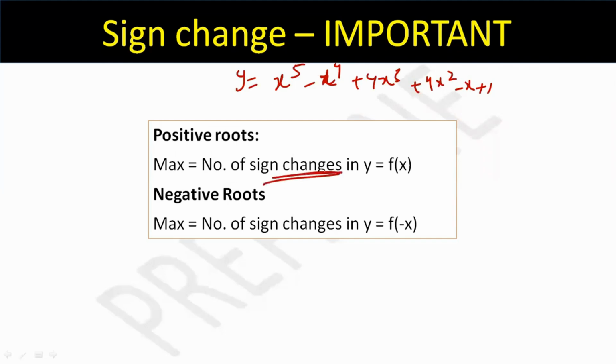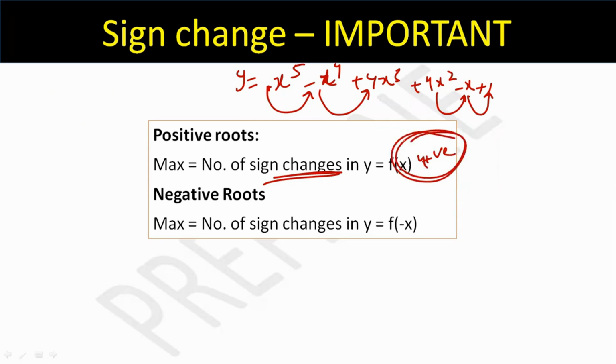So sign changes is basically in terms of coefficient. Coefficient of x to the power 5 is 1, which is positive. Coefficient of x to the power 4 is minus 1, which is negative. So we have one sign change, right? Because it is going from plus to minus. Then again from minus to plus, we have another sign change. Plus to plus, there is no sign change. Plus to minus, there is another sign change, and minus to plus, there is another sign change. So we have 4 sign changes in y equals to f(x), which means I can have a maximum of 4 positive roots for this equation.